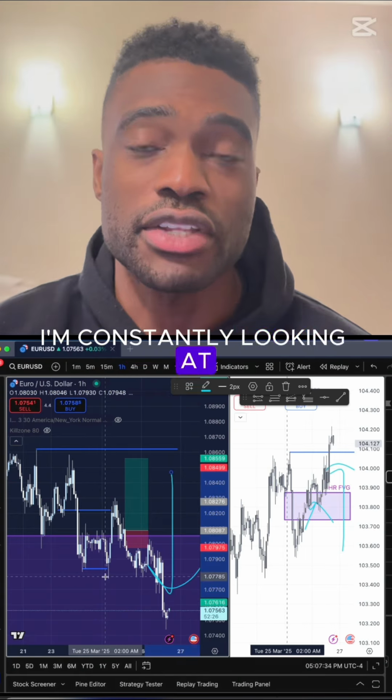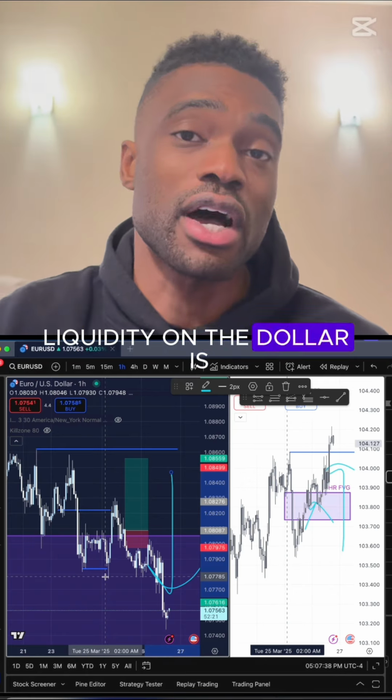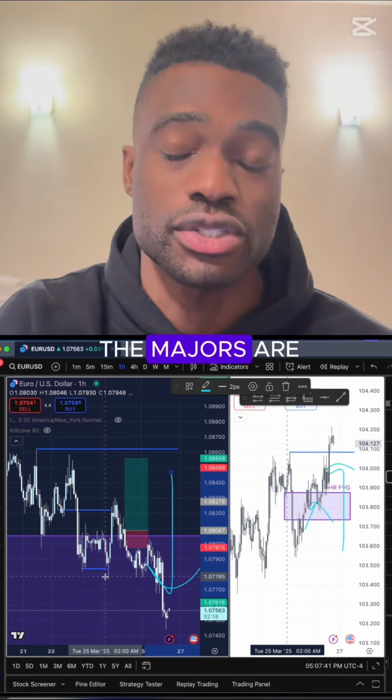I'm constantly looking at the dollar to let me know what we want to do on the majors. Because if I know what the draw on liquidity on the dollar is, then I know what the draw on liquidity on the majors are as well.